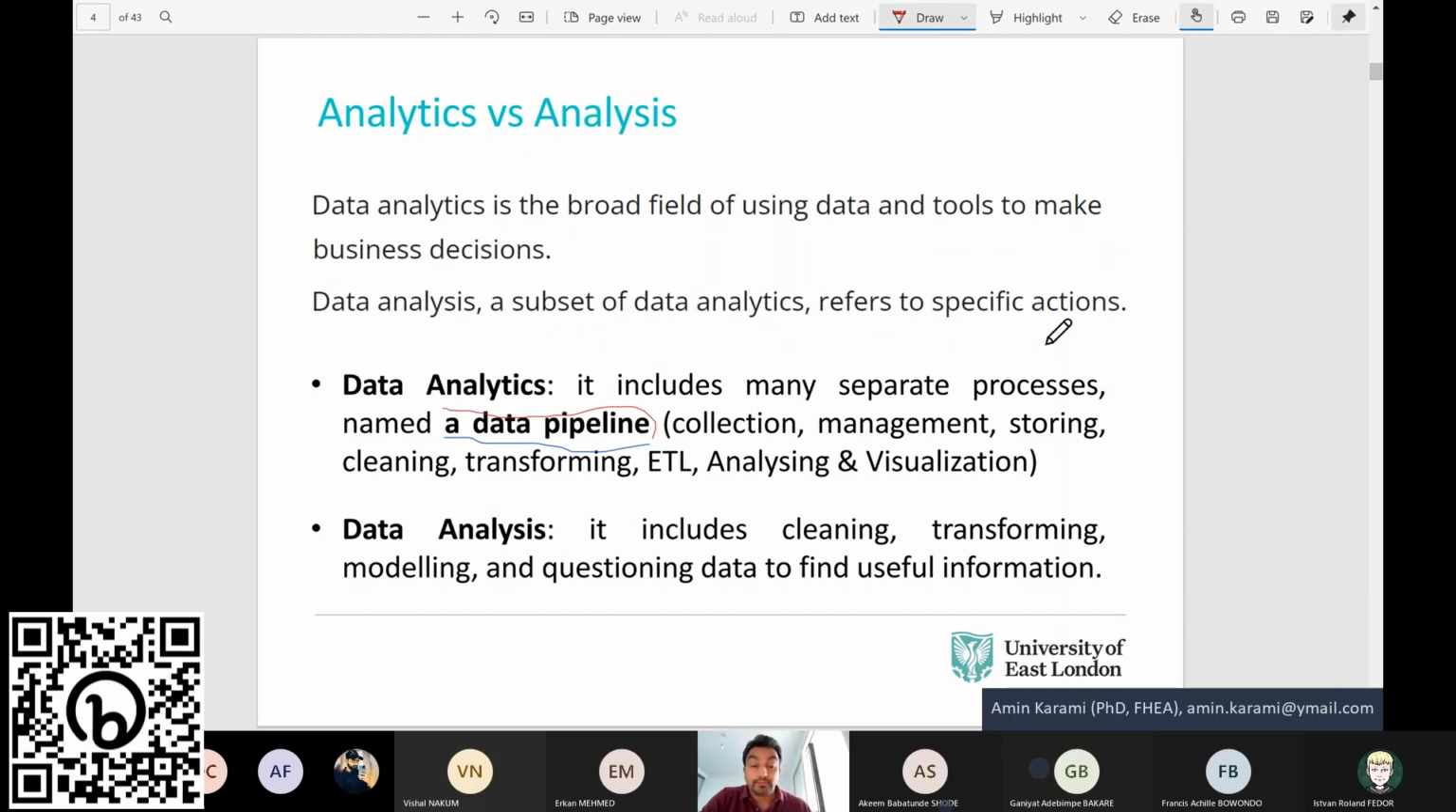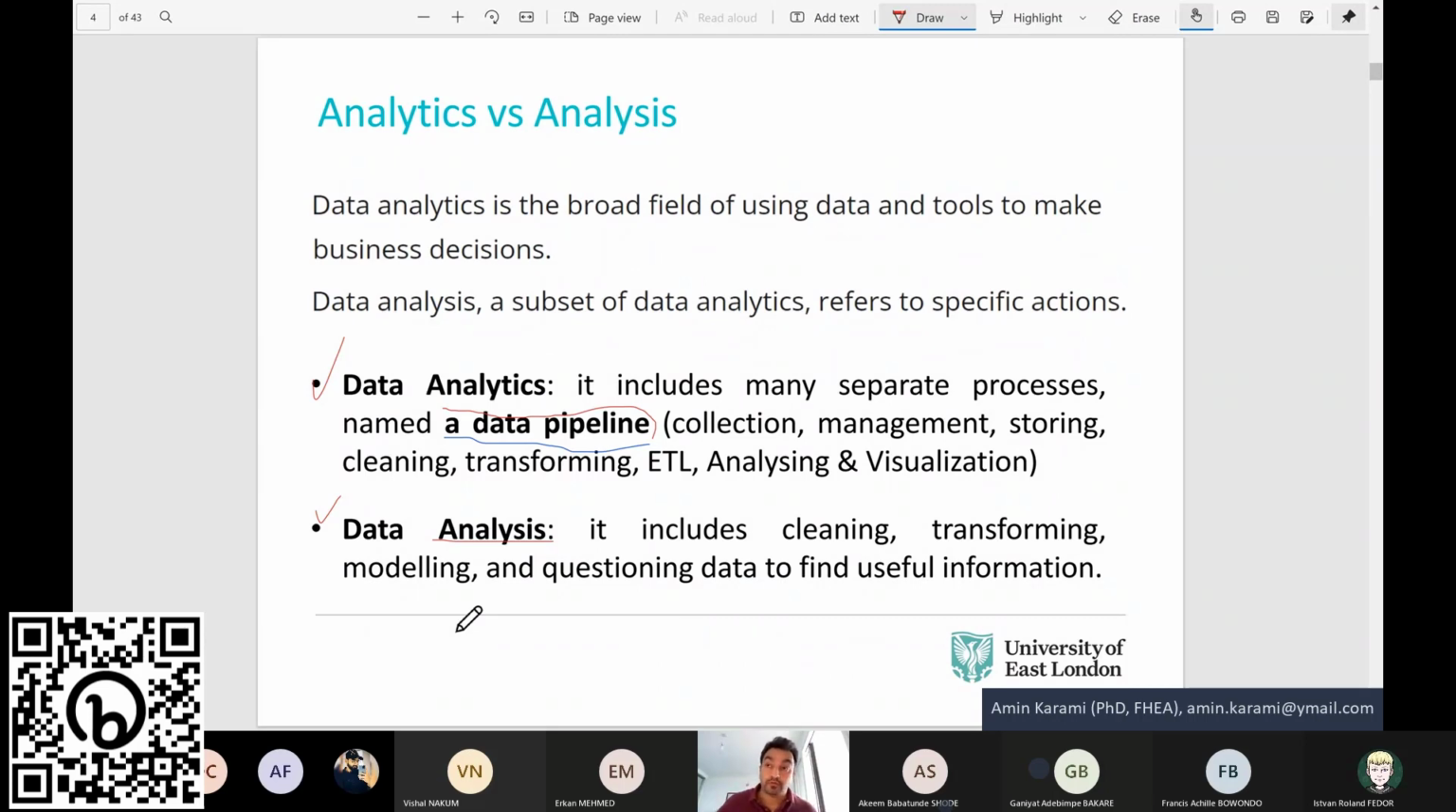But when we are talking about data analysis, it is just about how to work with data, how to clean data, how to prepare data, how to transform data, how to model data. So the big difference between data analytics and data analysis is that we ignore data collection and data storage in data analysis. We assume that they are already there, they are already on board. We just need to do analysis.